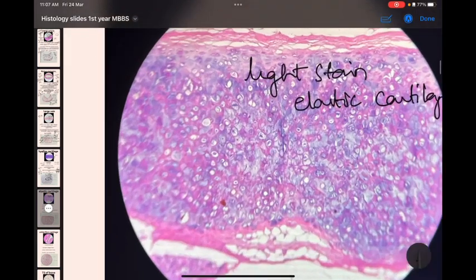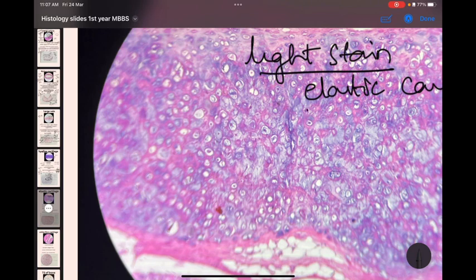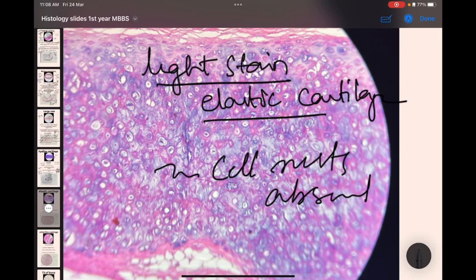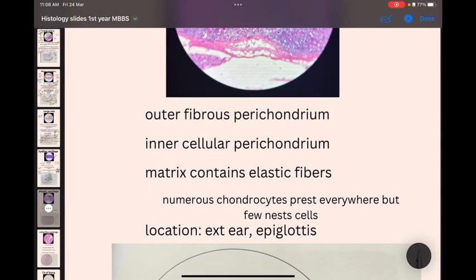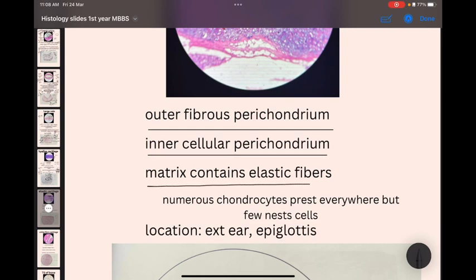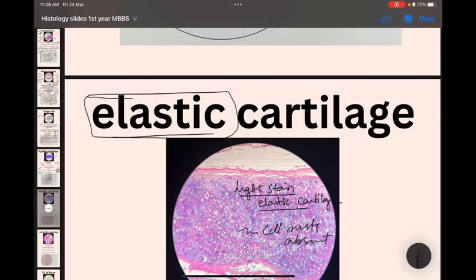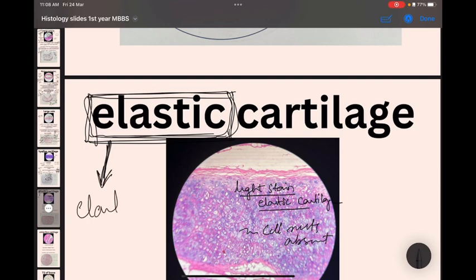This is the elastic cartilage. We know how to identify the slide. Light stained elastic cartilage, and then this does not have cell nests, absent. Okay, so again, outer fibrous perichondrium, inner cellular perichondrium. Matrix contains elastic fibers. See, the name itself tells you elastic. So this is the special feature of elastic cartilage, right? Elastic cartilage should be elastic. So the matrix contains elastic fibers.